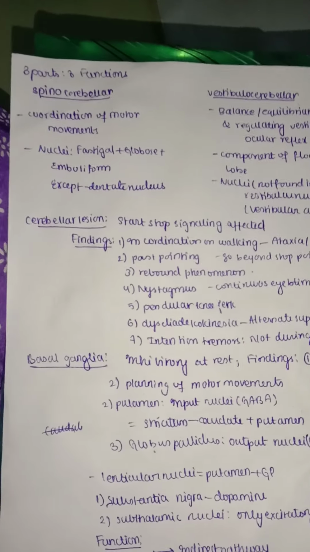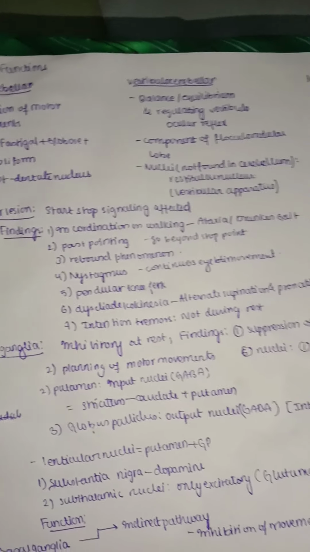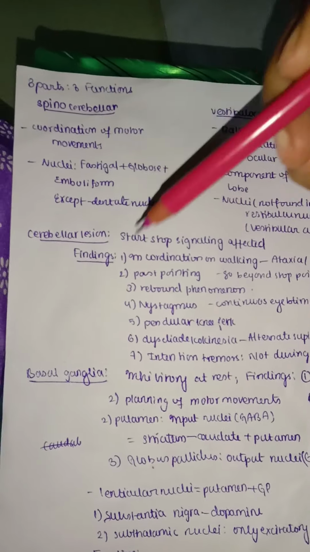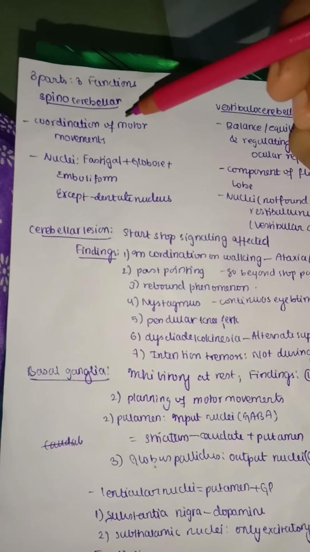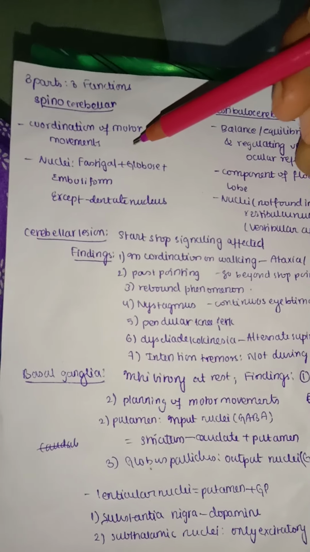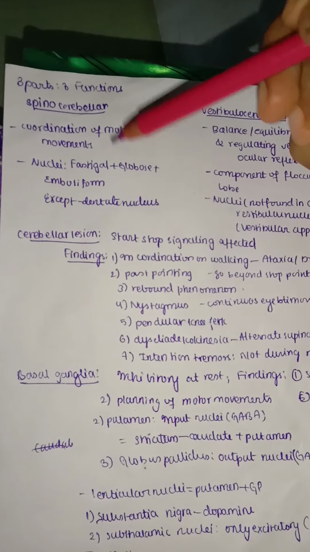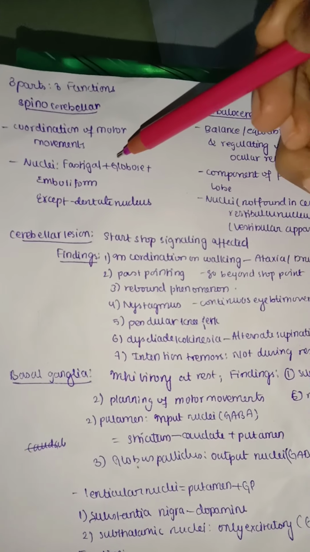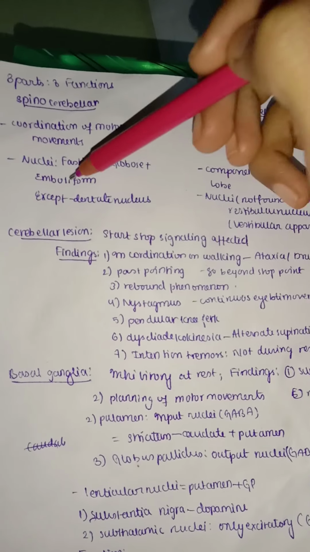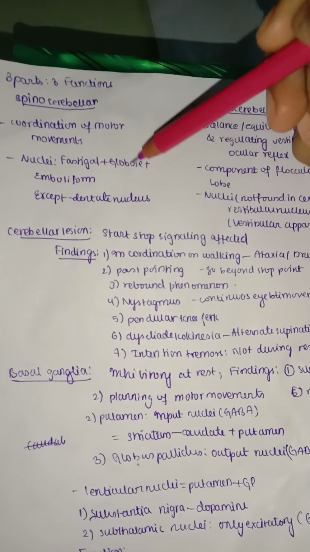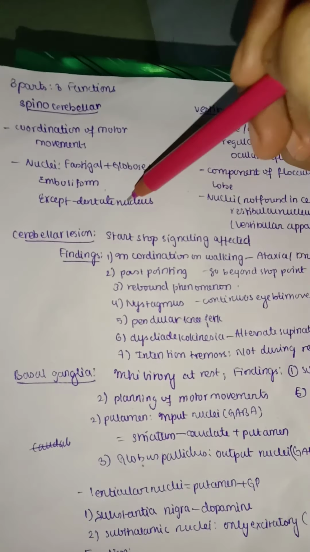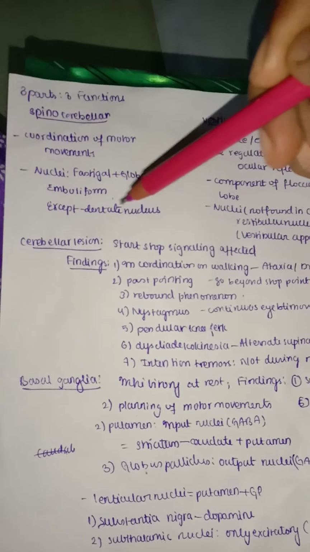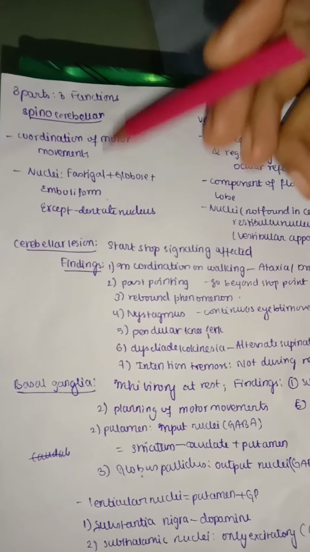As I said, the cerebellum has three parts, right? Now let us see the functions of these three parts. First we'll see the spinocerebellum, which is the middle portion of the cerebellum. It is mainly useful for the coordination of motor movements. The nuclei mainly associated with the spinocerebellum are in the middle. As I said, the fascicular is in the middle; next, of course, globose and emboliform. So in order: fascicular, globose, emboliform, except the dentate nucleus, because the dentate nucleus is at the edges, not in the middle. So the dentate nucleus is not involved in the spinocerebellum.